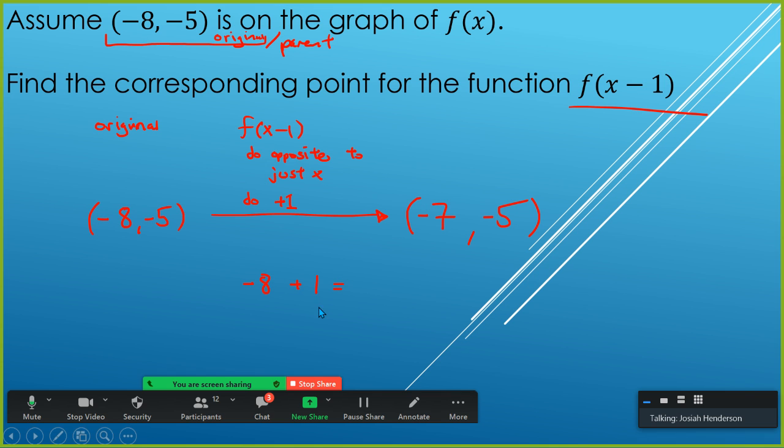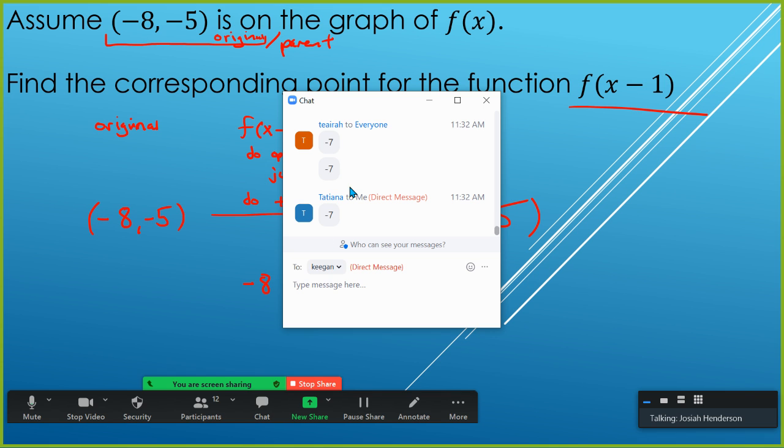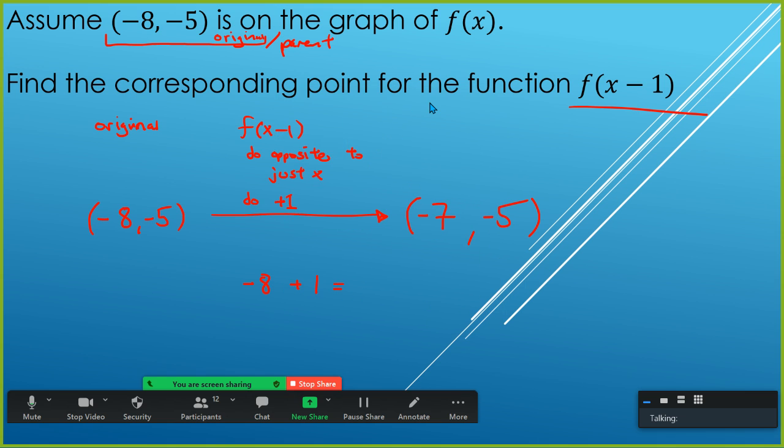In the chat, let me just see who's trying it. Tatiana and Tira. High five, you three. So good save on that, changing your mind.